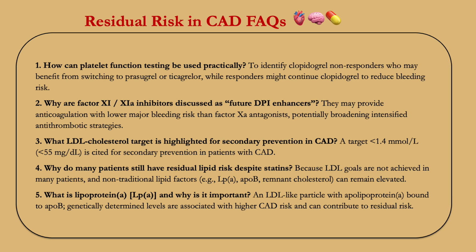What LDL cholesterol target is highlighted for secondary prevention in CAD? A target less than 55 mg per deciliter or less than 1.4 millimoles per liter is cited for secondary prevention in patients with coronary artery disease. Why do many patients still have residual lipid risk despite statins? Because LDL goals are not achieved in many patients, and non-traditional risk factors like Lp(a), ApoB, and remnant cholesterol may remain elevated. What is Lp(a) and why is it important?